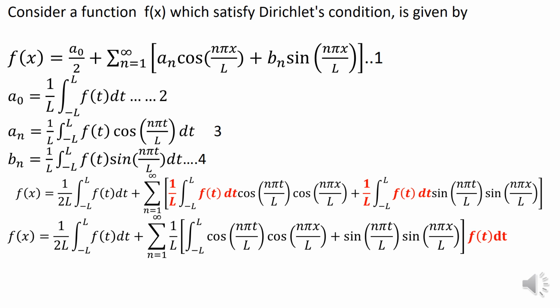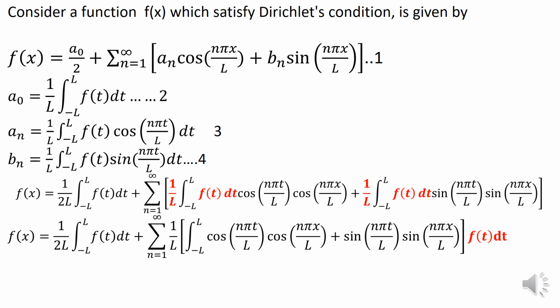Now putting the value of a0, an, bn here. You have to put the value. So this relationship can be written as f(x) = 1/2l, sorry, because 1/l is there and a0/2 is there, so 1/2l integral from -l to +l of f(t) dt. Similarly, we can write the value of an here and we can put the value of bn here. So this formula will be there.